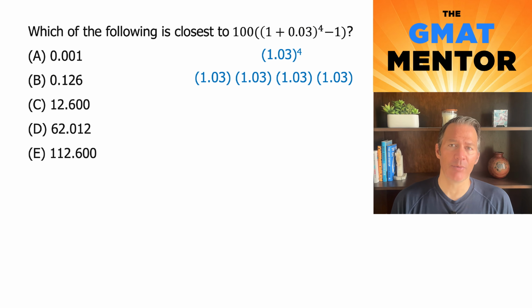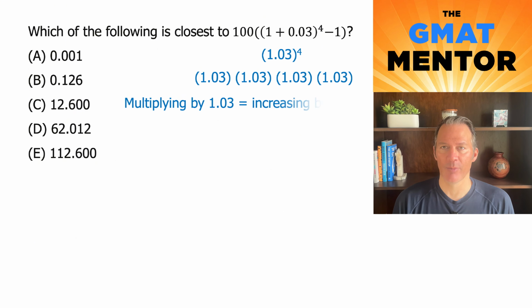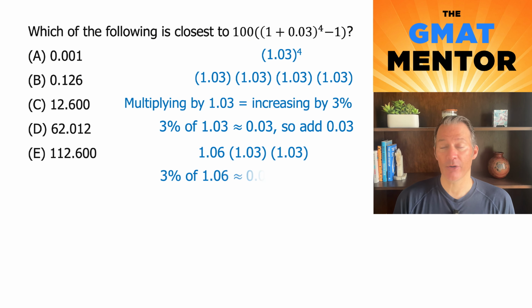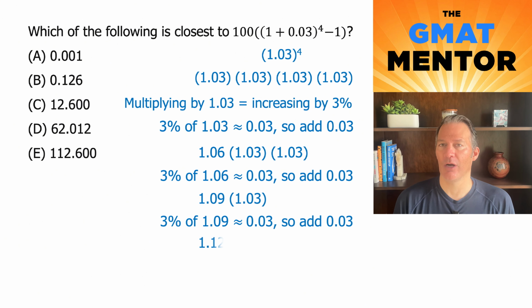Now let's think about what happens each time you multiply by 1.03. It's the same thing as increasing the number by 3%. And 3% of 1.03 is still about 0.03. It's just slightly more. So after one multiplication, you're at about 1.06. Multiply by 1.03 again, that's about 1.09. And one last time, about 1.12.